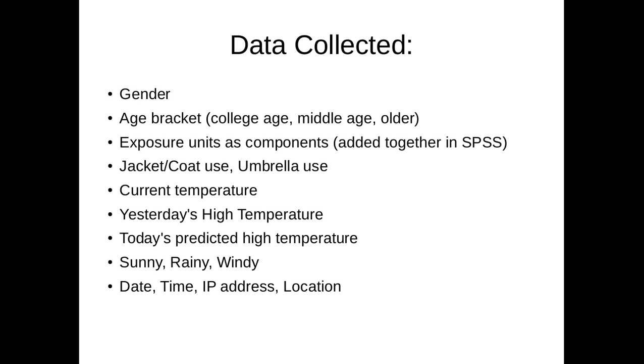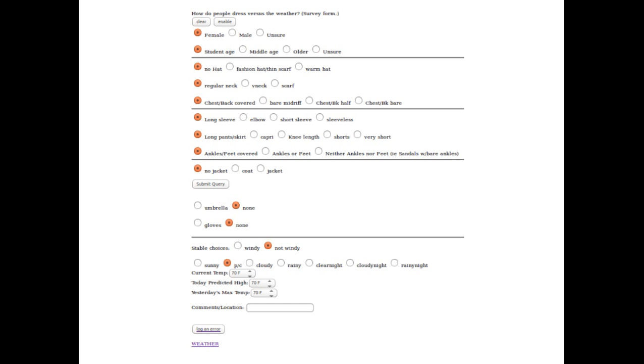So what I collected was gender, age bracket. I collected either somebody who was college age, middle age, or older, exposure units as components, and I later added them together in SPSS. I indicated whether or not they had jacket use, umbrella use, and so on. Okay, I'm not going to go through all this. And this is what my app looked like, and then I just clicked whatever category was appropriate and hit submit.